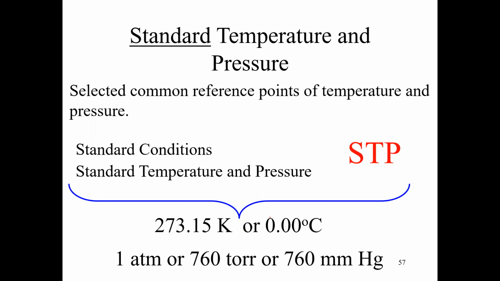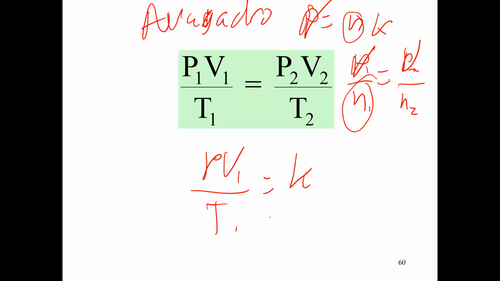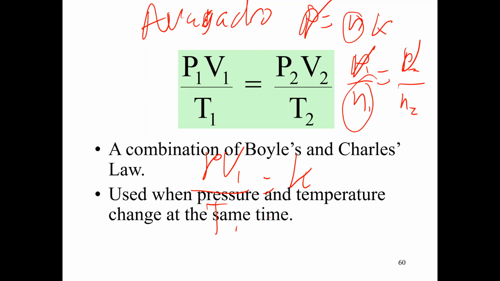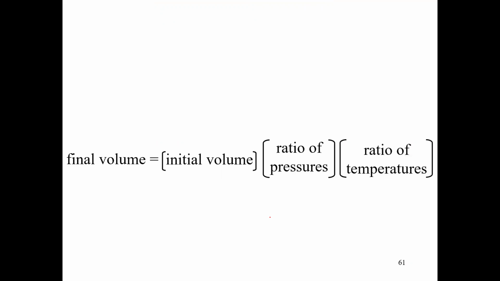Okay, STP, that is 273.15 Kelvin or 0 degrees Celsius, one atmosphere, 762. That's essentially how that works. And then you can also combine the gas laws together. And there's another one called Avogadro's law, that essentially the volume is proportional to the number of moles. The combined gas law is essentially when they change at the same time, and then you can solve a problem related to that.